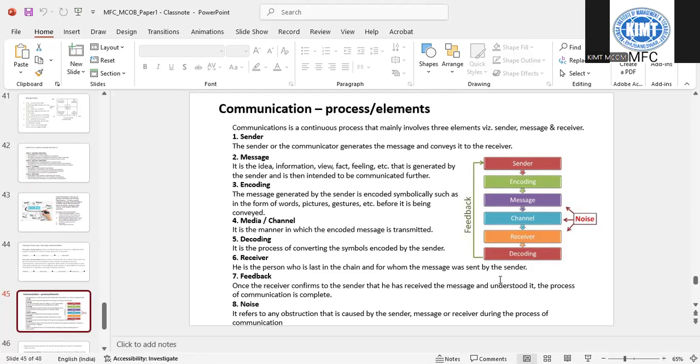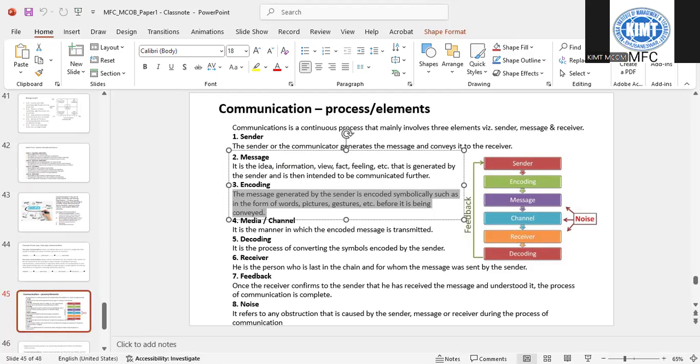Whatever secret code, secret password, or PIN you give, like an ATM PIN, is converted to a different code language, a different message, based on the algorithm. Then the server checks and decodes it to receive the original text. That is encoding and decoding. The message generated by the sender is encoded symbolically, such as in the form of words, pictures, etc., and conveyed.